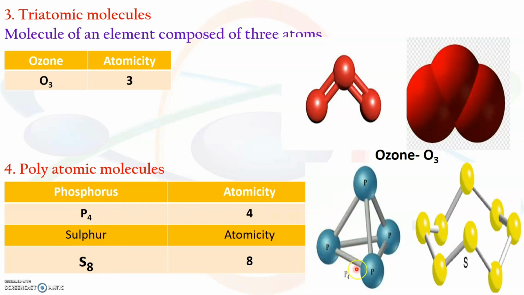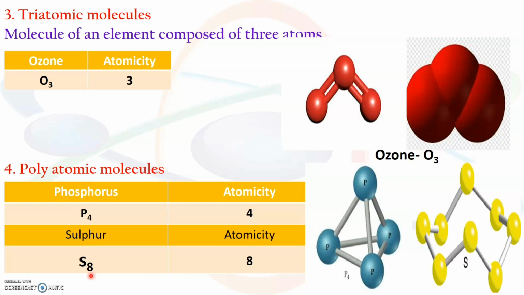This molecule of phosphorus is otherwise called as tetraatomic molecule because it consists of 4 atoms of phosphorus. Tetra means 4. Therefore, it is called as a tetraatomic molecule. In case of this molecule of sulfur, since it consists of 8 atoms of sulfur, we call it as octaatomic molecule. Octa means 8.